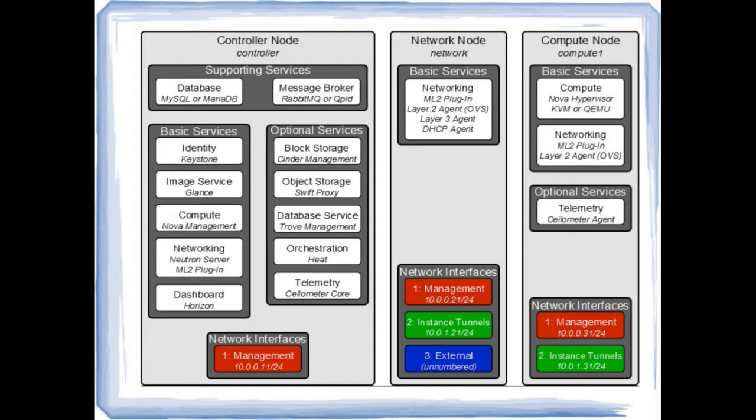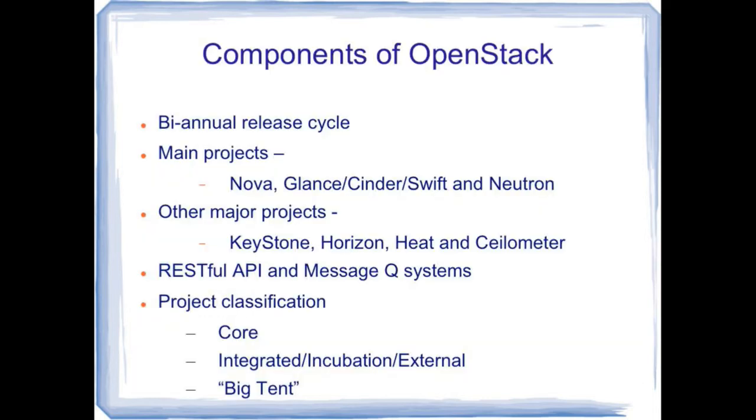But what are the components of OpenStack? OpenStack, being software, follows a biannual release cycle. Usually it's in April and in October. Releases are usually numbered, but for OpenStack, the release is by alphabet. Usually it is by a city's name.